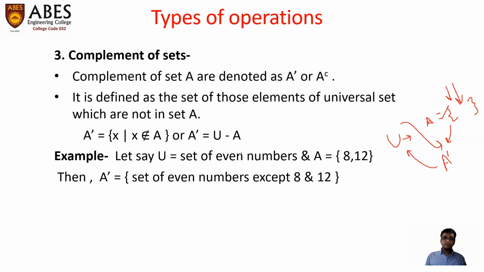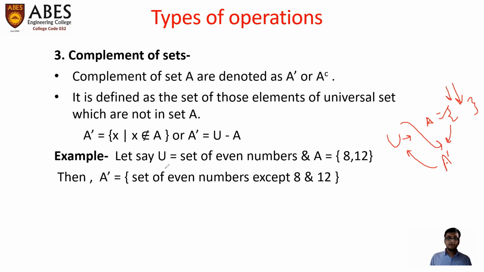Let's say U is equal to the set of even numbers. Suppose there is a universal set which is taken as the even number set, and in which set A is generated like A = {8, 12}. So 8 and 12 both are even numbers, and if you find the A complement, what will it be? The set of even numbers except 8 and 12. So in set A, two elements are present, 8 and 12.